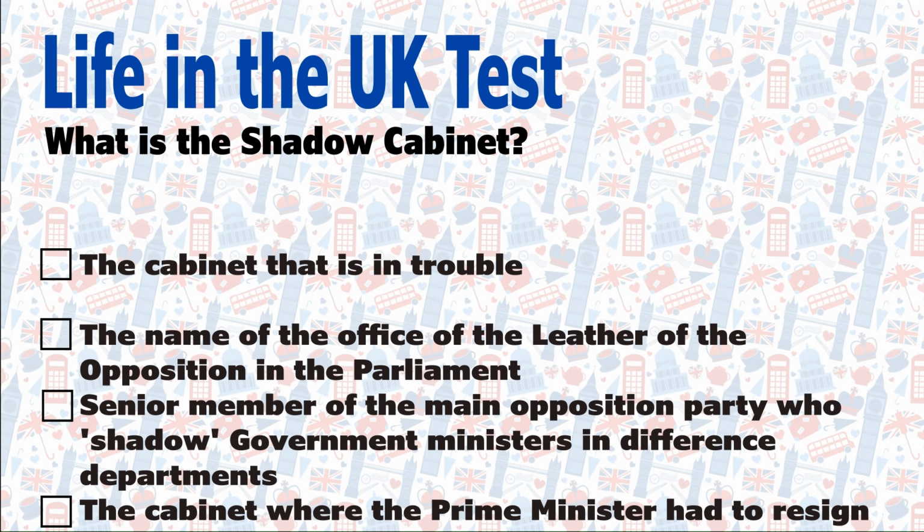What is the shadow cabinet? The cabinet that is in trouble. The name of the office of the leader of the opposition in the Parliament. Senior member of the main opposition party who shadow government ministers in different departments. The cabinet where the Prime Minister had to resign. Senior member of the main opposition party who shadow government ministers in different departments. The leader of the opposition leads his or her party in pointing out what they see as the government's failures and weaknesses. The leader of the opposition also appoints senior opposition MPs to be shadow ministers. They form the shadow cabinet and their role is to challenge the government and put forward alternative policies.